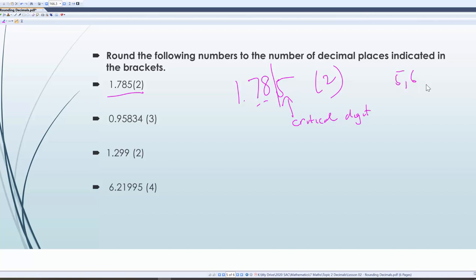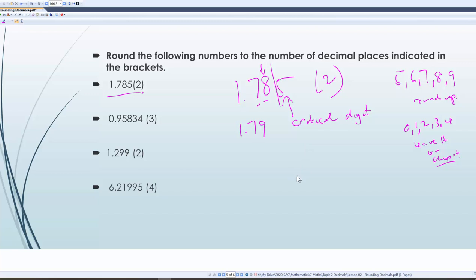Now, if the critical digit is 5, 6, 7, 8, or 9, what we do is we round up. If it's 0, 1, 2, 3, 4, I call it leave it or chop it. So this is a 5. What that means is we're going to round up, and rounding up means we add 1 to this digit here, the digit to the left. So this is going to be 1.79.